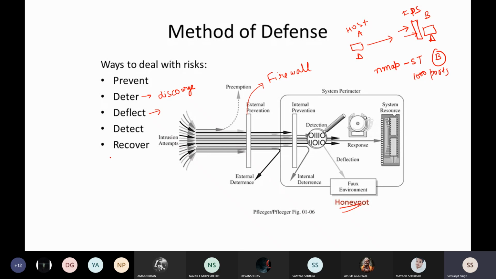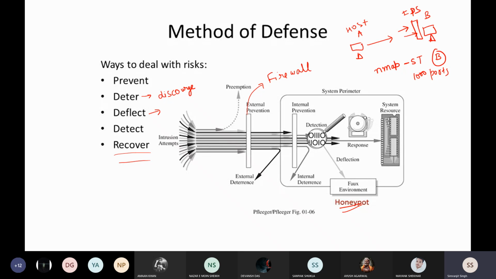Another thing is recovery. I have already told you that in case of a natural disaster, we have to have some recovery plan in our system. That comes under recovery. There is backup software where you can put all your data and regularly back it up to the cloud. These things come under recovery.